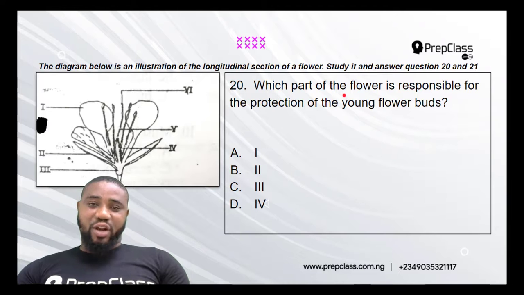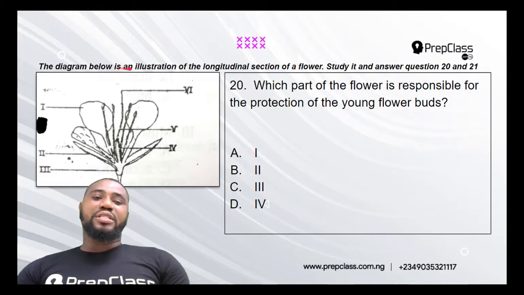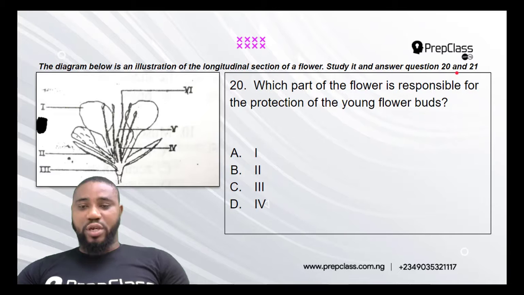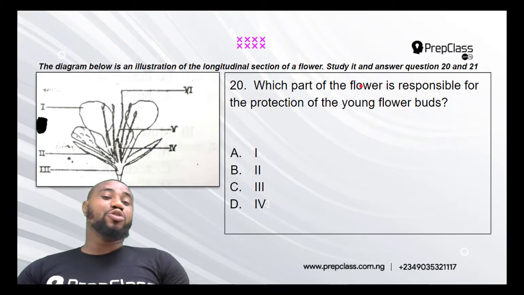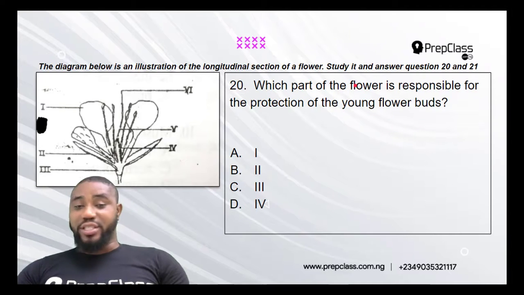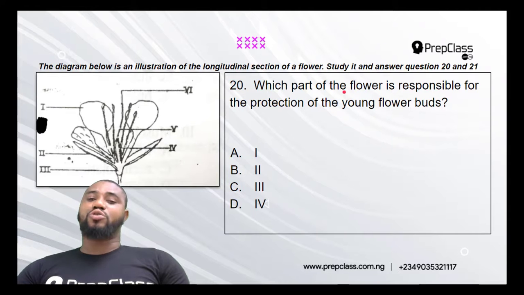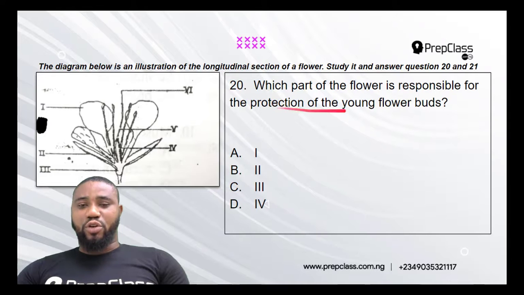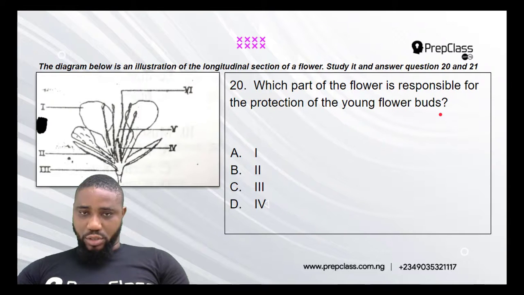Question number 20, and obviously it will be the last for today. The diagram below is an illustration of the longitudinal section of a flower. Study it and answer questions 20 and 21, but today we will only use it to answer question 20. Which part of the flower is responsible for protection of the young flower buds?